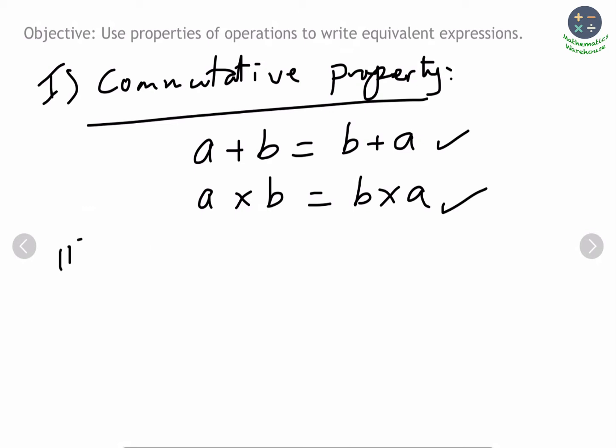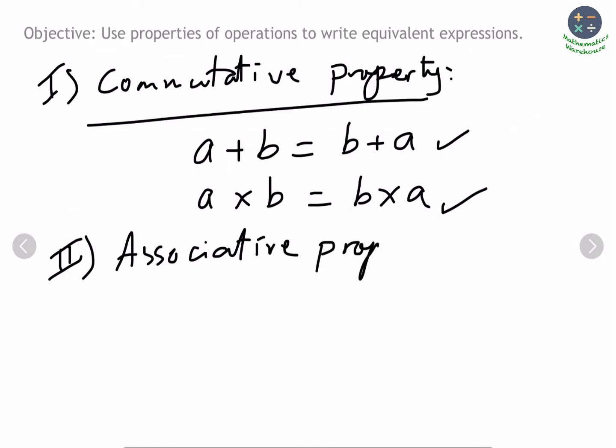The second property we're gonna use is called the associative property. In the associative property, if I ask you to add 5 plus 3 plus 4, I will divide this into 2 steps. 5 plus 3 first equals 8, then plus 4 equals 12. Or you can say 3 plus 4 equals 7, so 5 plus 7 equals 12. This is exactly the associative property.